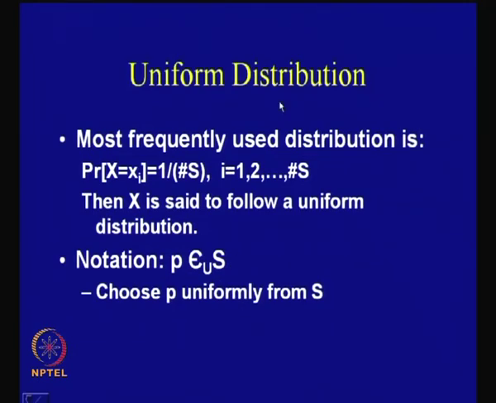One of the very frequently used distributions is called the uniform distribution. In this case, all the values x1 till x_#S are equally probable. The random variable X can take x1, x2, x3 or x_#S with the same probability, which is 1 divided by #S. This is said to follow a uniform distribution, and it is often denoted by saying that P is chosen uniformly from S. This is a very common and useful notation.